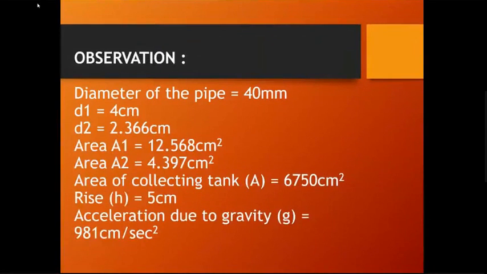The further part will be explained by my teammate Nishant. Now there are some observations. The diameter of the pipe is 40 mm, D1 is 4 centimeters, D2 is 2.366 centimeters, and A1, A2 we can calculate. The area of the collecting tank is 6750 centimeter square. The rise of water is 5 centimeters. g is 981 centimeter per second square. Everything we have taken in CGS.